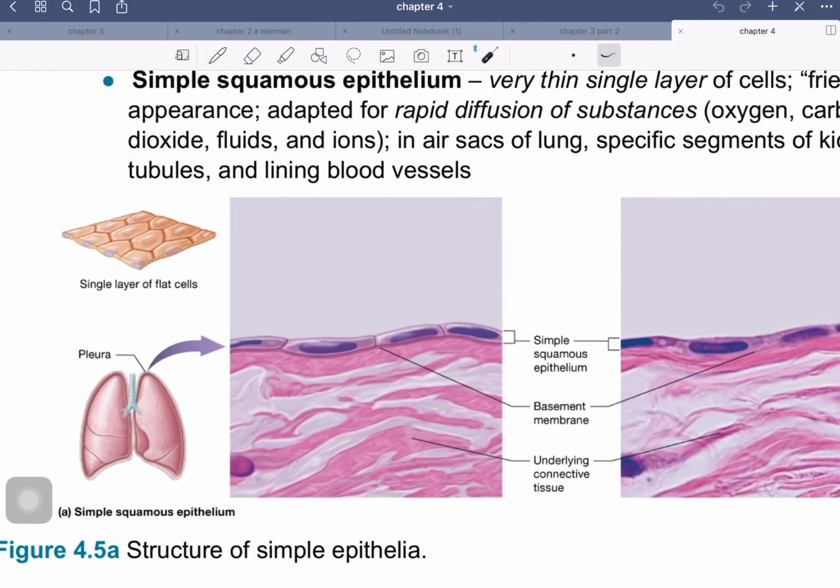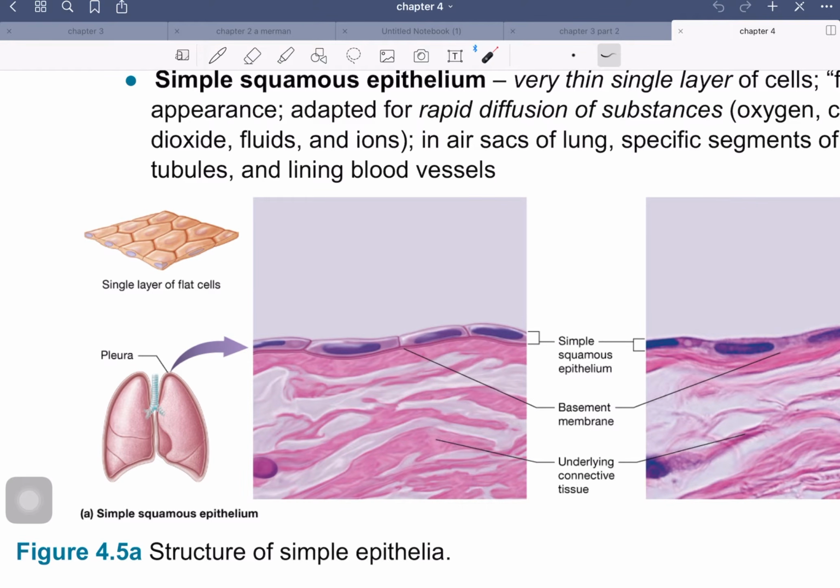And let's just have a look at the tissue. Now there's two tissues here. This is underlying connective tissue, right? That's what we're looking at. But what we're interested in is the simple squamous epithelium up here. Now remember, the cells are tightly packed together because that's the feature of epithelium. There is a little basement membrane that runs underneath.